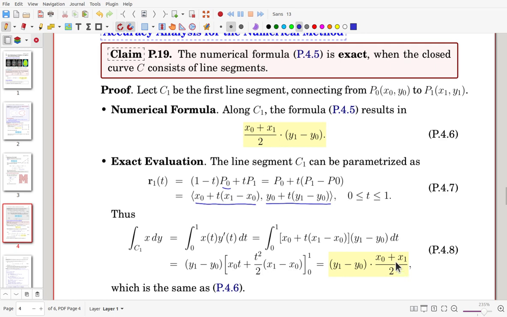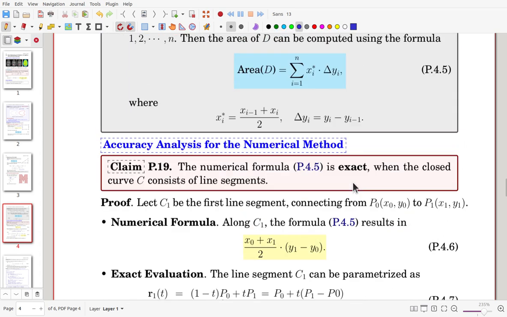This is the same as the result from the formula, which means that the formula is exact along the first line segment. But this argument can be applied to every line segment, so this formula is exact when the closed curve includes only line segments. Okay?